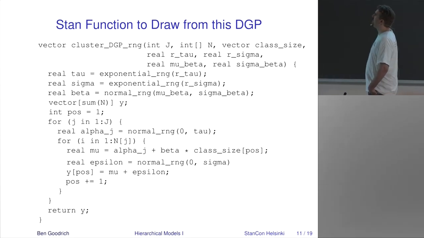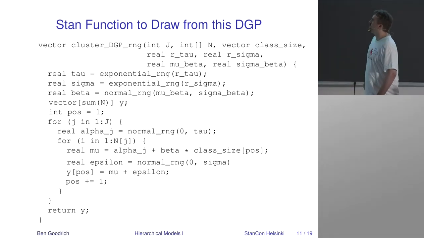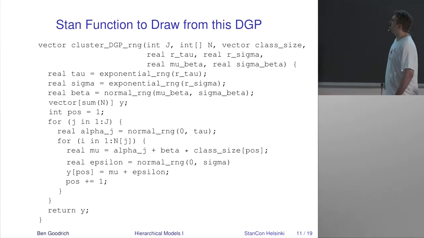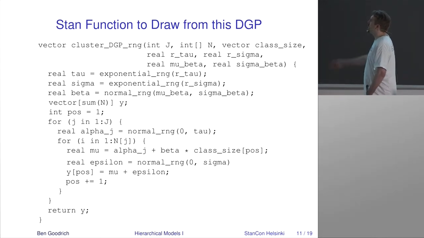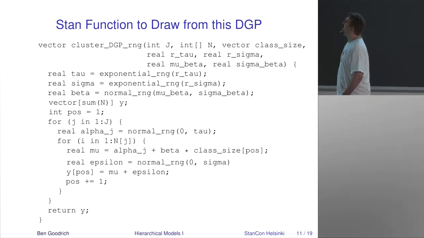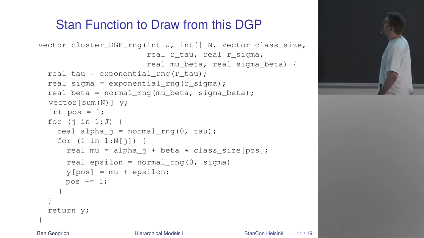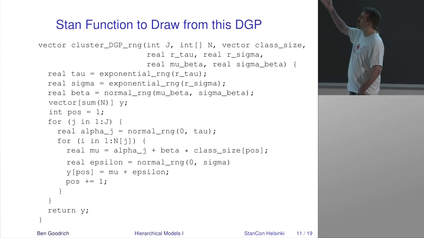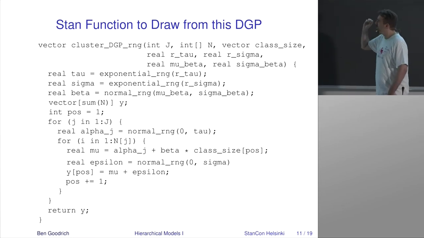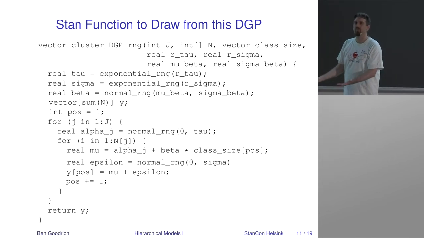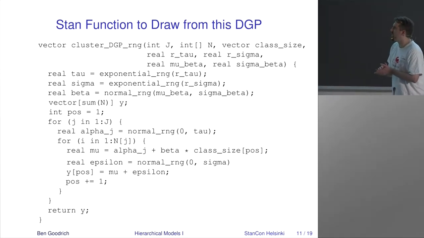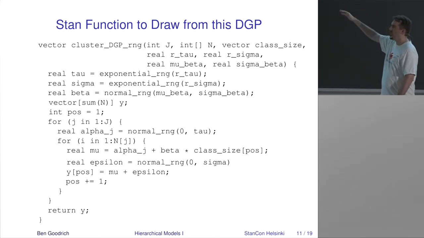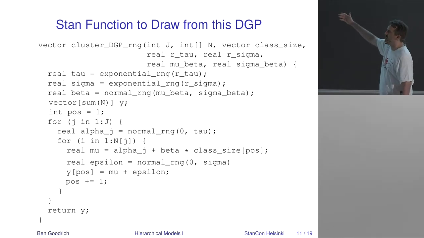And then inside the inner loop, we're going to create mu, which is equal to alpha_j plus the coefficient beta that we've already obtained a realization of, multiplied by the class size of the student in that position, starting with 1, and then we're going to increment pos as we go. We'll take a draw from the error distribution for epsilon. Again, that's from a normal, now with a standard deviation sigma. We add mu, which is the signal, to the noise, epsilon, and we get a realization of y, that student's performance on the test or whatever indicator we want. And then we stick that in the position that we are in the loop for y. We make position 1 more, and we go to the next increment of the inner loop.